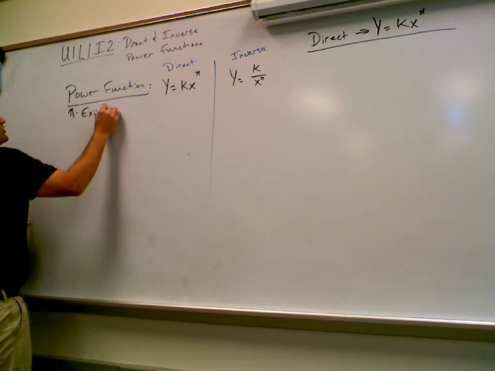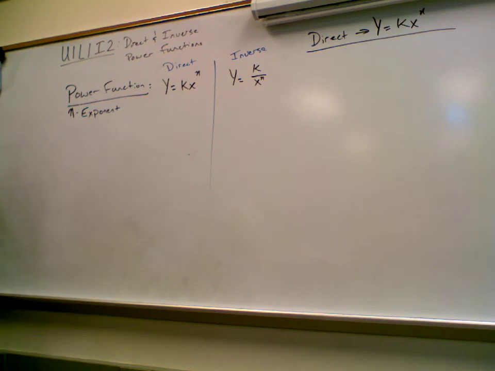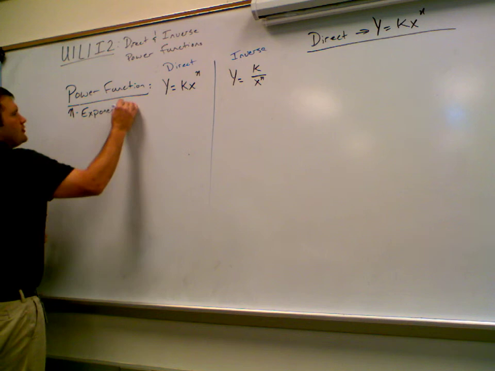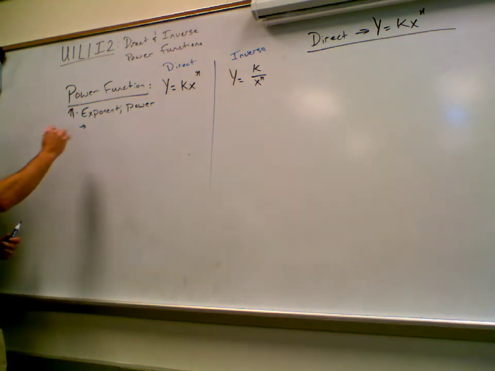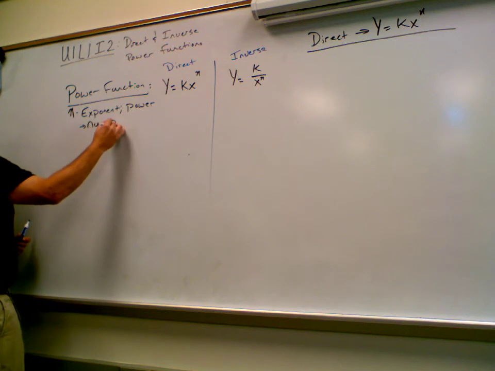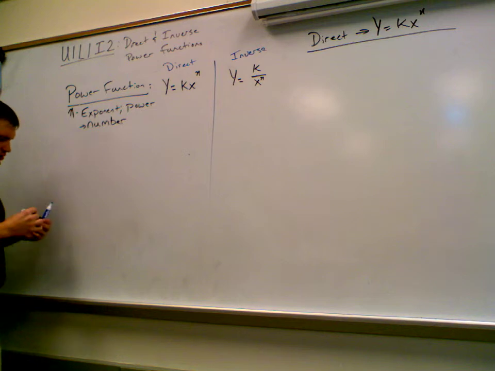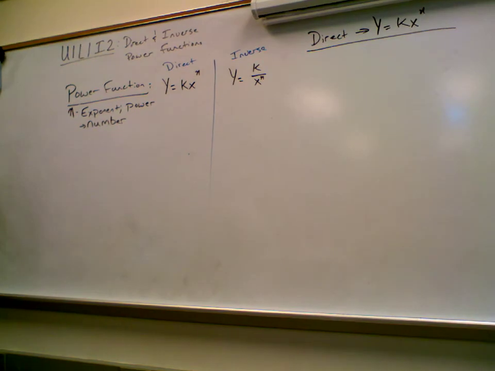Now, Kevin, I'm using a script n, not a normal n. It's the exponent. We also call it a power. I'm using that script n to remind you that this is a number. Because if n is not a number, if n is a variable, this is no longer a direct function. It then turns into an exponential function.